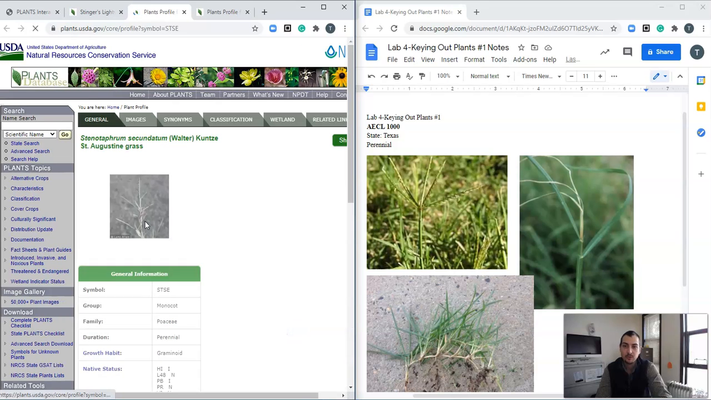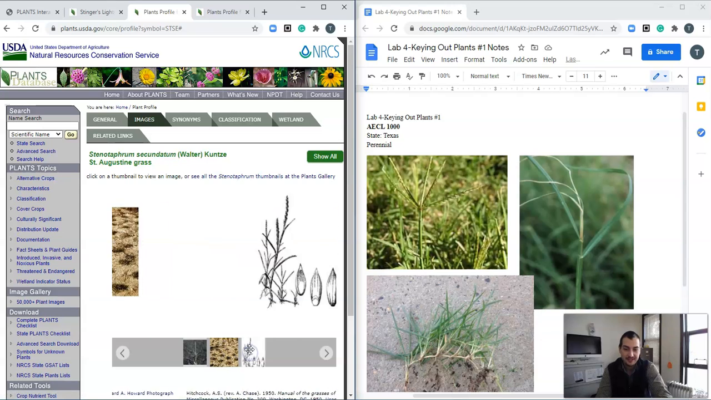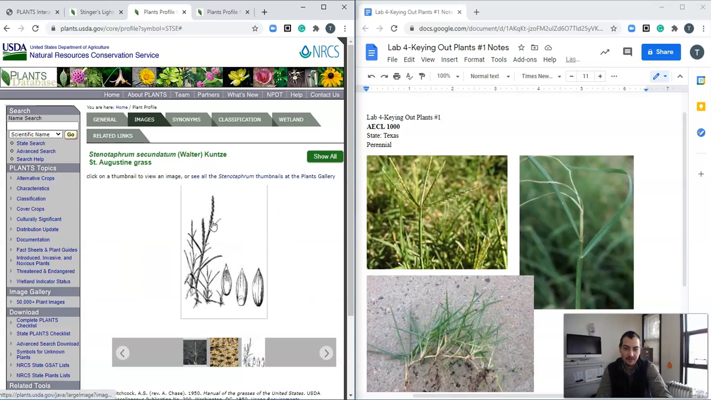Let's look at this one as well. This St. Augustine grass. Let's click on these pictures. The plant kind of looks a lot like it, but if we look at the seed head, especially this drawing, it looks like we've got one main seed head and then another one that comes off lower, and they look like a long slender one. That really doesn't match our seed head either.